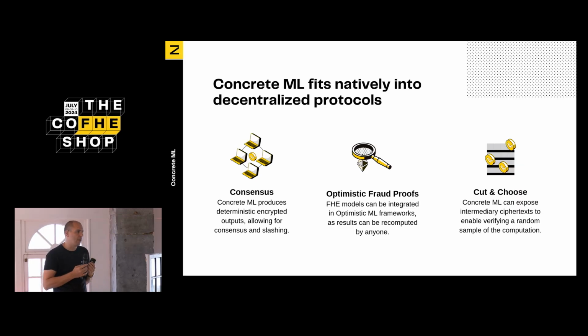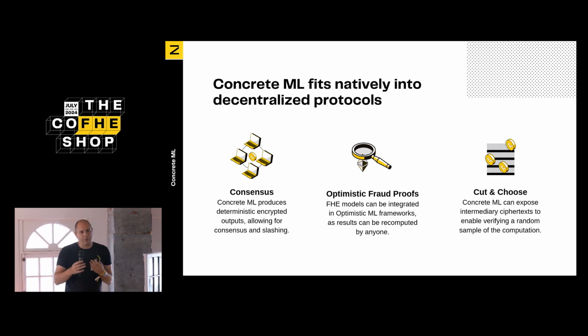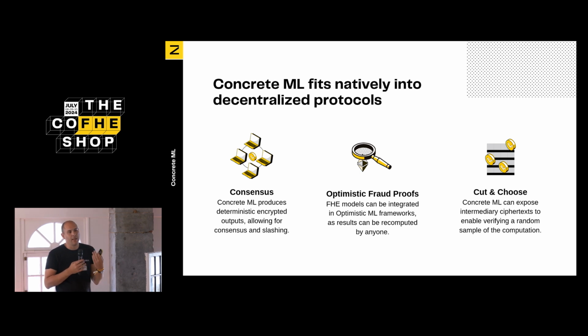Finally, cut and choose is pretty similar, but faster. In a similar approach, but here we're only verifying small parts of the computation. Concrete ML can expose all of the intermediary values used in a computation, and then a verifier can only check a random sample of those values. So that's much faster, and one of the interesting features to have for verification is that the time spent to prove the computation is low.